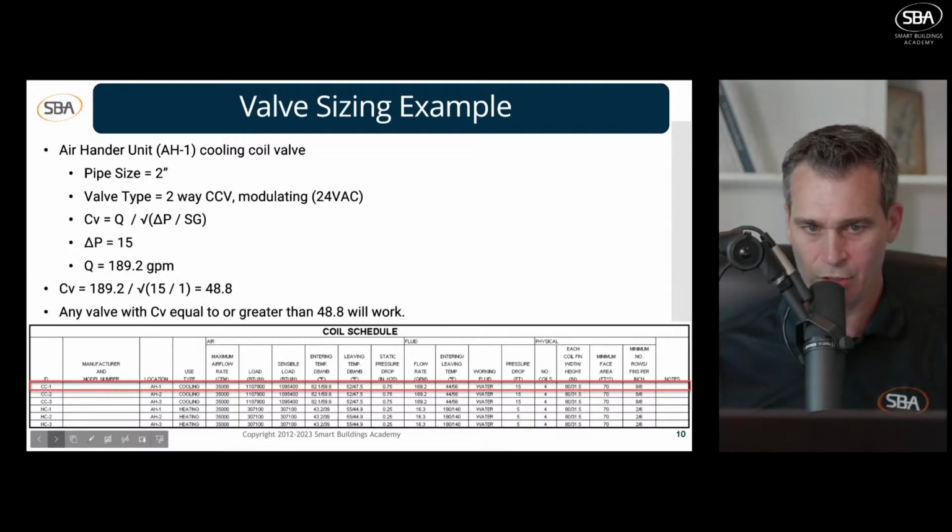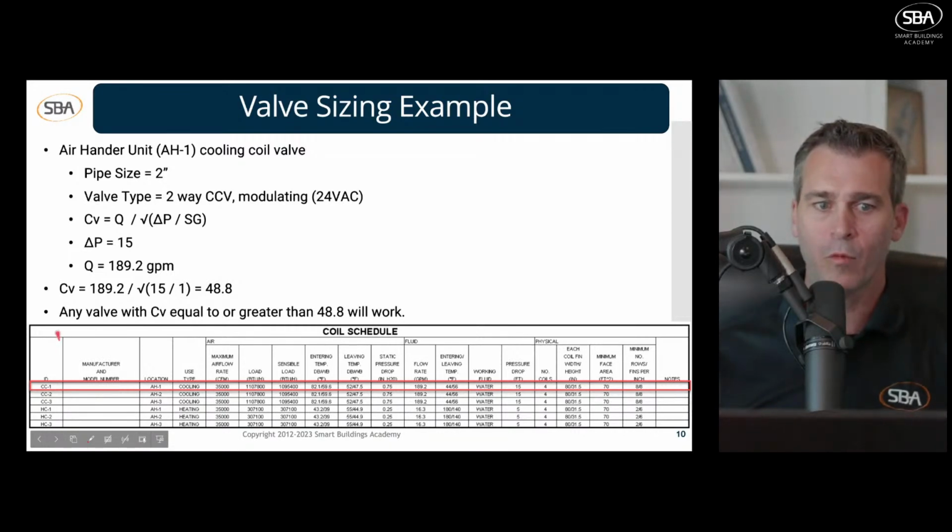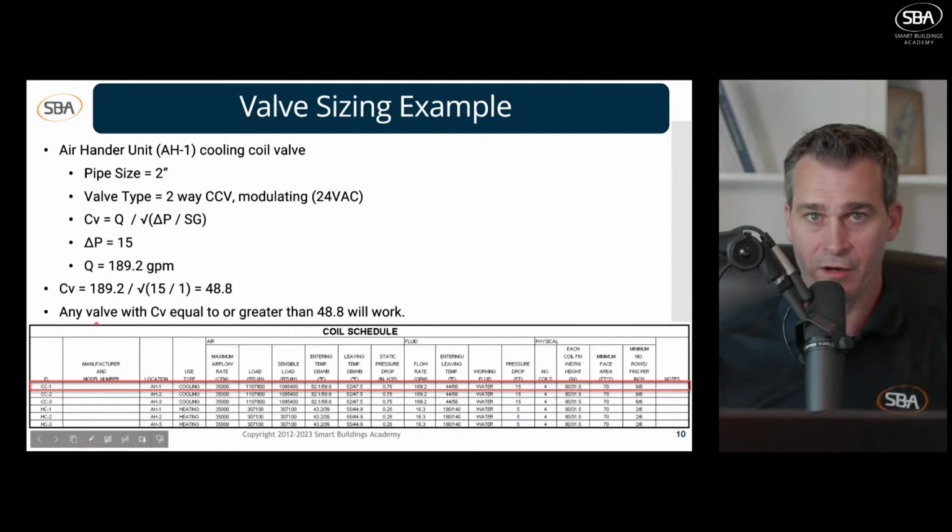Okay. So now we're going to have to go to whatever manufacturer you're going to choose to go with, or maybe you'll get a few different quotes. What we're going to do with that is any valve with a CV equal to or greater than 48.8 will work. All right. One thing we want to do is get as close as possible on the CV to 48.8. We don't want to go lower. We want to round up. Okay. Don't ever go lower. You want to round up to the next one if it's not exactly 48.8.